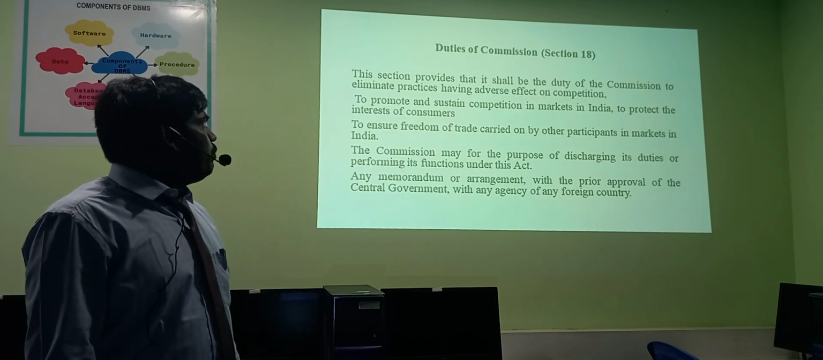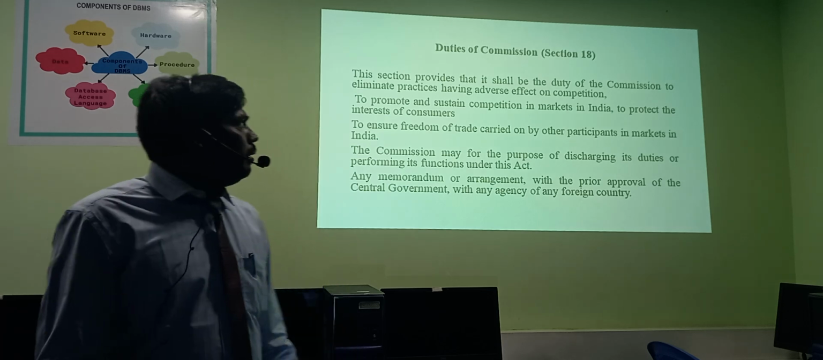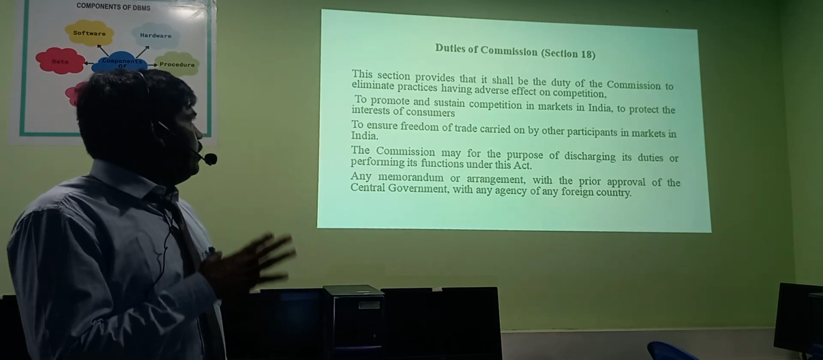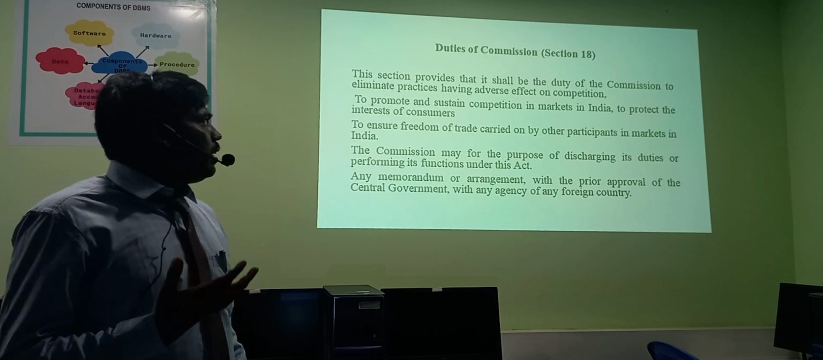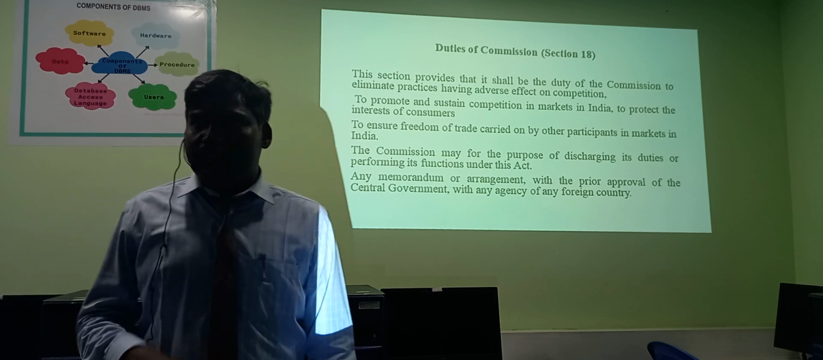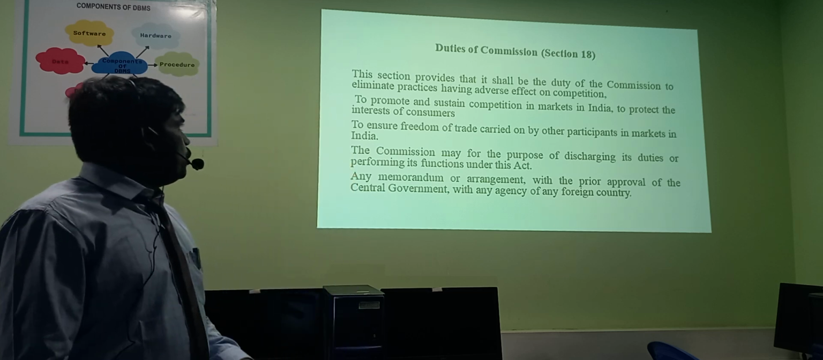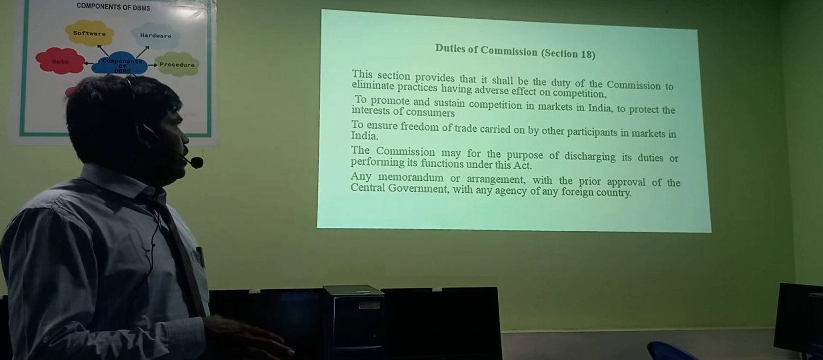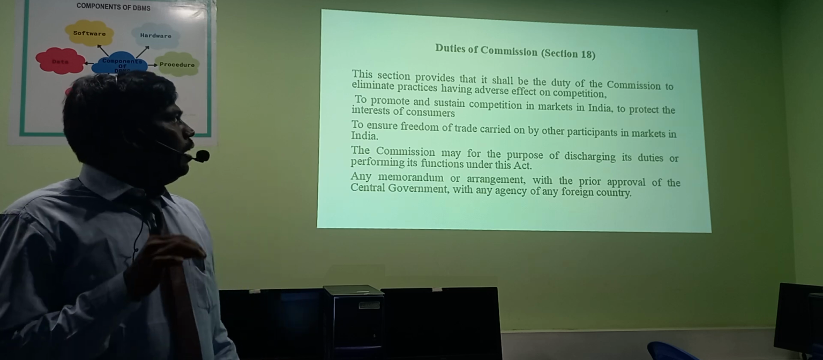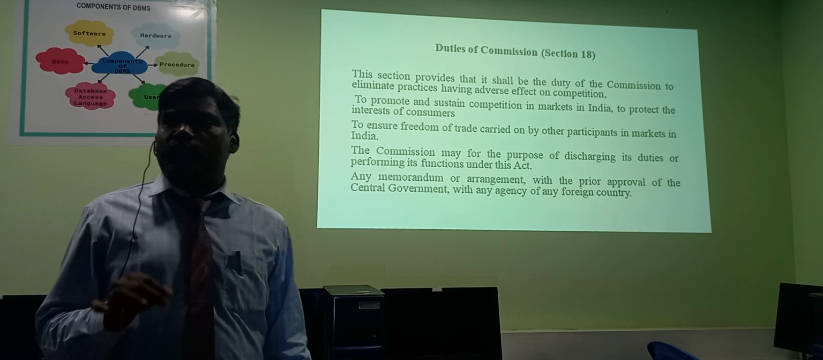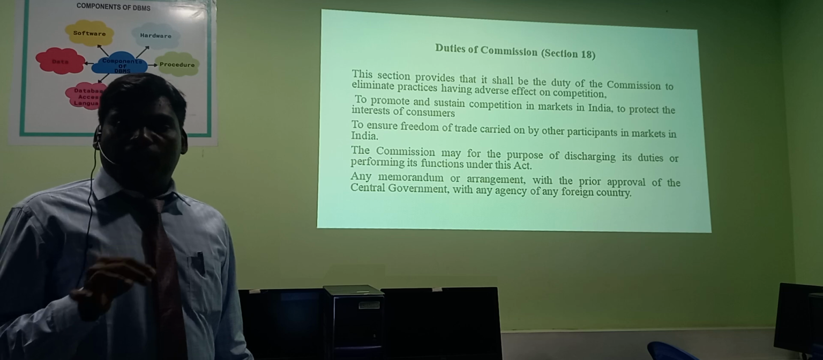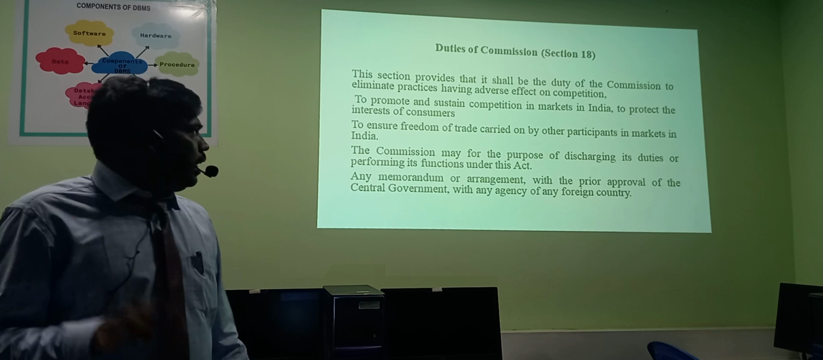Next, duties of the commission according to Section 18. This section provides that it shall be the duty of the commission to eliminate practices having an adverse effect on competition under the Competition Act. So, what are the duties of the commission? First, to promote and sustain competition in the market in India and to protect the interest of consumers, which is the main purpose of the duties of the Competition Commission.